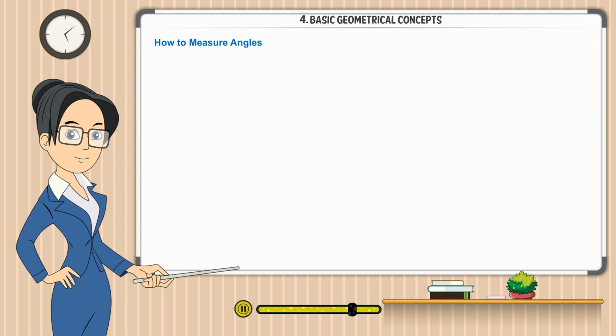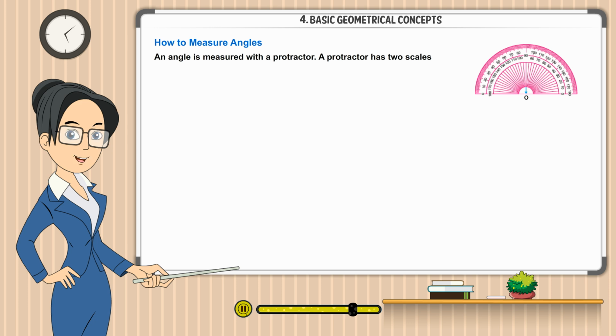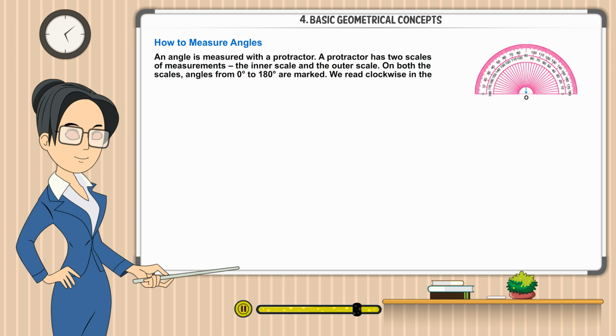How to measure angles? An angle is measured with a protractor. A protractor has two scales of measurement, the inner scale and the outer scale. On both the scales, angles from 0° to 180° are marked. We read clockwise on the outer and anti-clockwise on the inner. We follow the given steps to measure an angle.